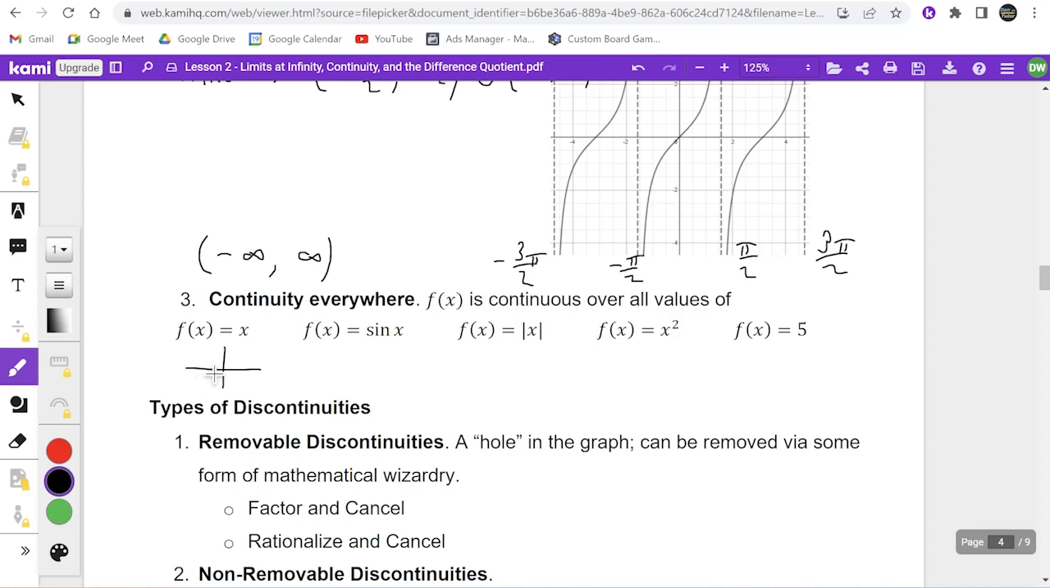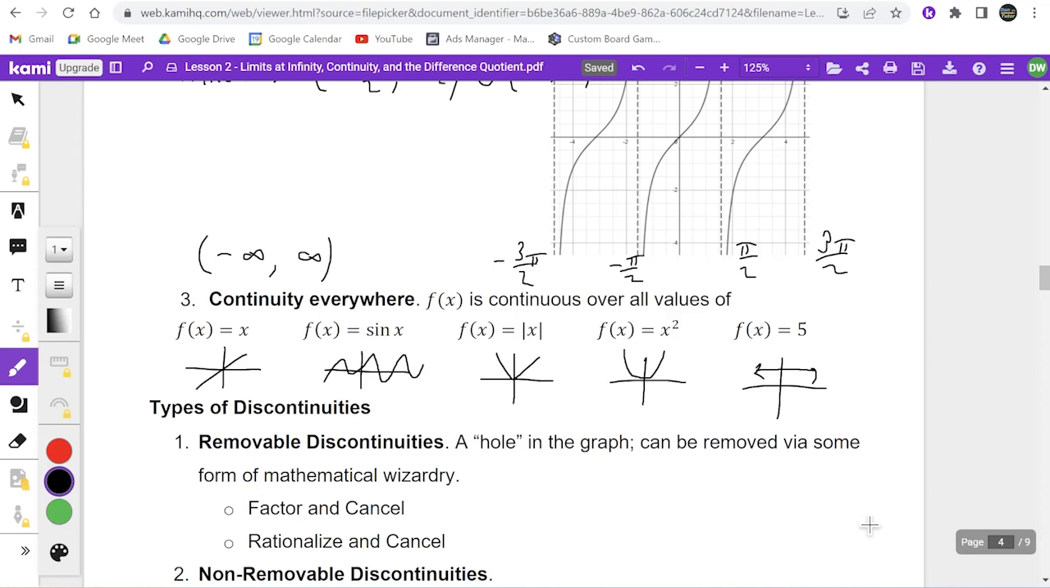Here's the function f of x equals x, just a linear line like that. Sine x we drew earlier, looks like a squiggly line that goes on forever. Absolute value of x is a V. Now, even though it is a V, it's still continuous everywhere. In other words, there's no values I can plug in here that break my calculator, so it's continuous everywhere. Then you've got x squared, which is a parabola that just opens up, and f of x equals 5, which is a horizontal line at 5. In other words, all the functions here, and many, many more, are continuous everywhere.